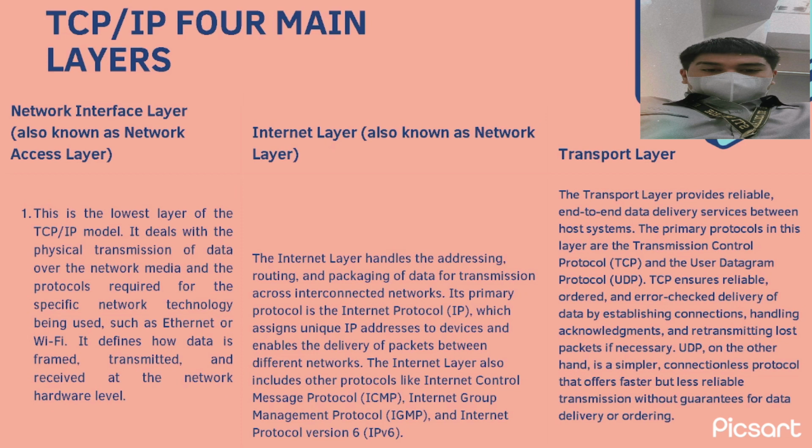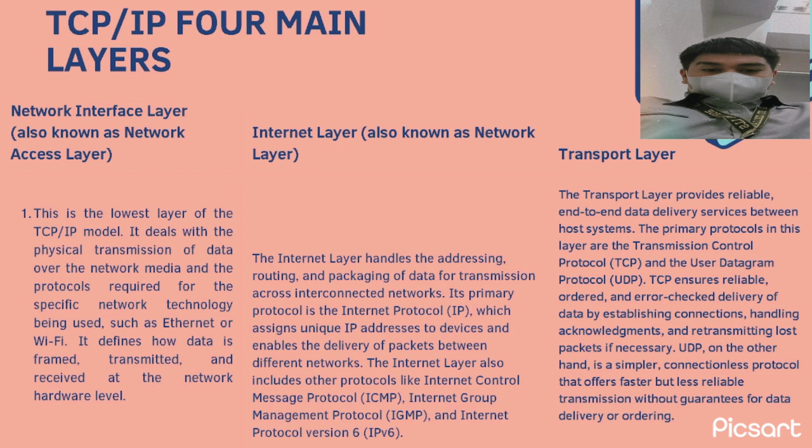Second one, the Internet Layer, also known as the Network Layer. The Internet Layer handles the addressing, routing, and packaging of data for transmission across interconnected networks. Its primary protocol is the Internet Protocol, which assigns unique IP addresses to devices and enables the delivery of packets between different networks. The Internet Layer also includes other protocols like Internet Control Message Protocol, Internet Group Management Protocol, and Internet Protocol version 6.